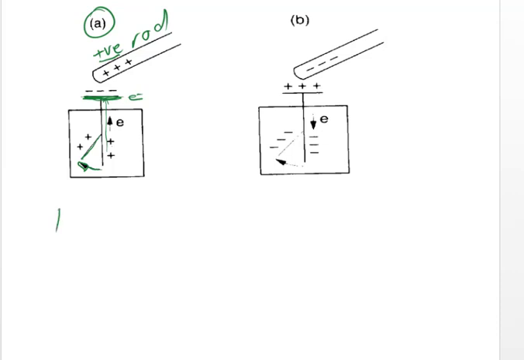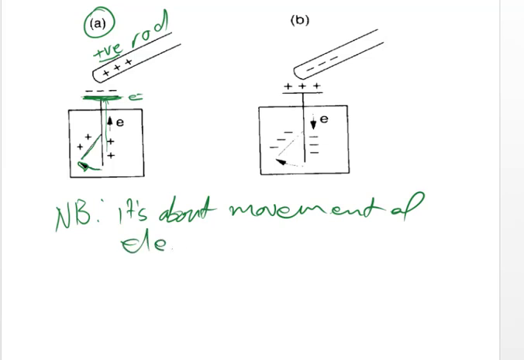And notice NB, it's about movement of electrons. So it is always about the movement of electrons. They moved upwards. Let's look at B.